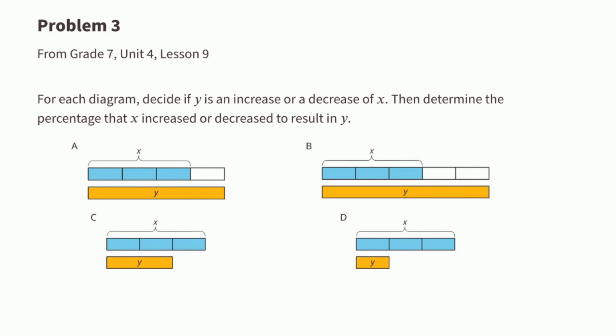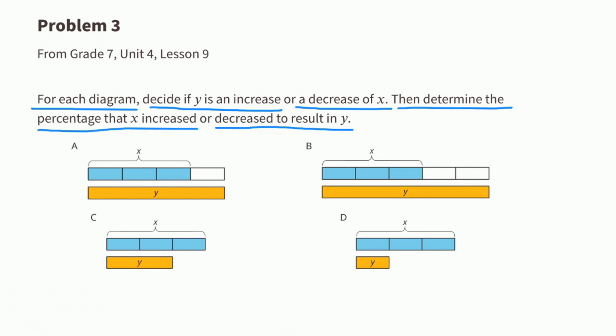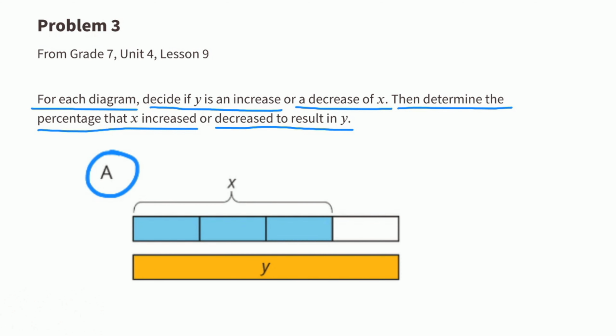Problem number 3 from 7th grade, Unit 4, Lesson 9. For each diagram, decide if y is an increase or a decrease of x. Then determine the percentage that x increased or decreased to result in y. Let's take a look at x. Notice that it's only the shaded blue part. The 3 shaded blue sections plus the white section on the right total the same length as y.